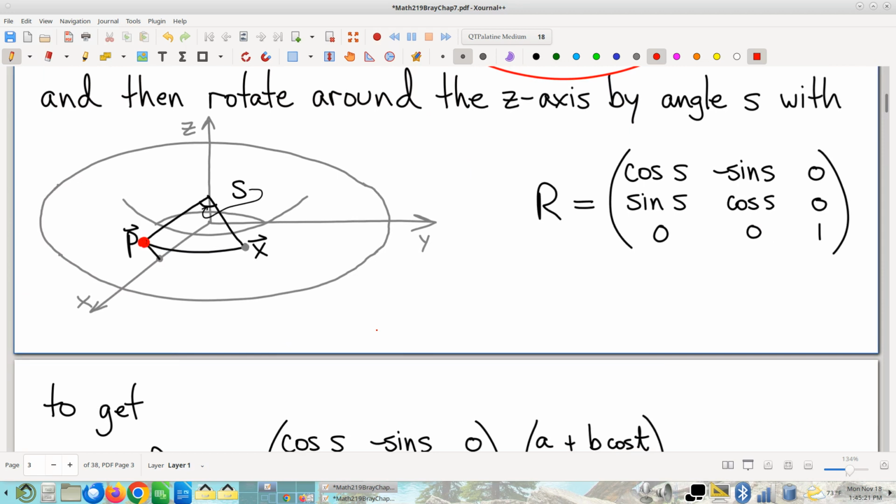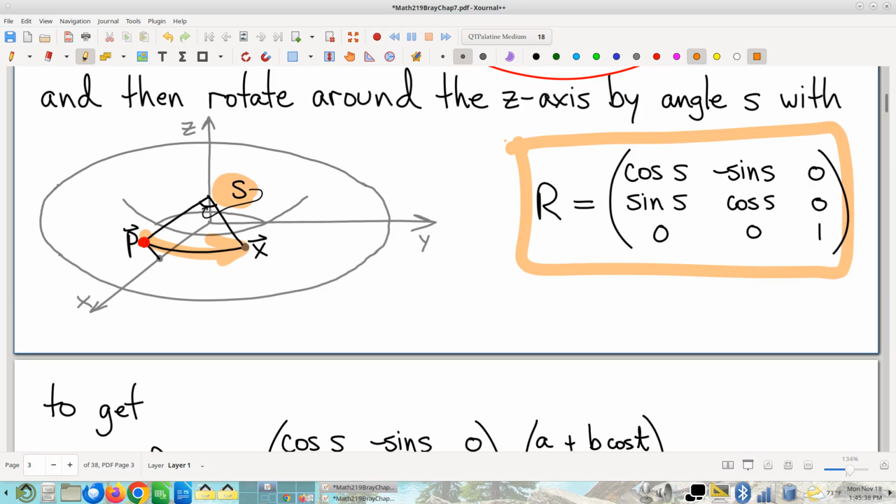There we go. Take that point P, and notice all I have to do is rotate by our angle S, counterclockwise around the z-axis. Just do that rotation. By the way, a little bit of linear algebra. Here's how you do that rotation, counterclockwise around the z-axis. Make sure you can do that.